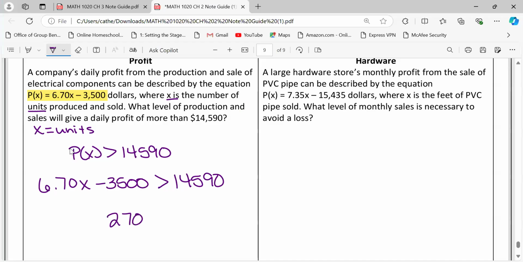So when they produce and sell at least 2,700 units, then their profit will exceed 14,590.